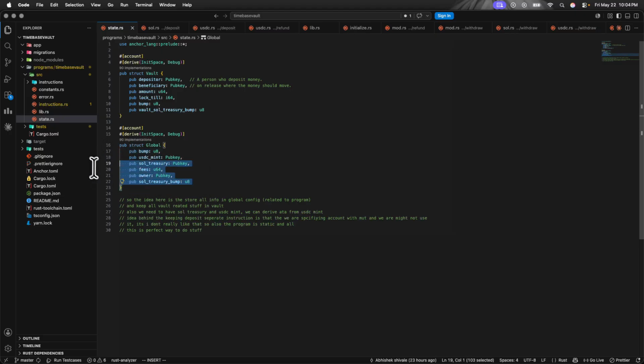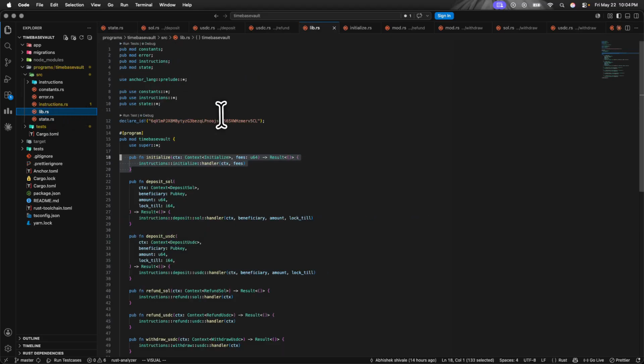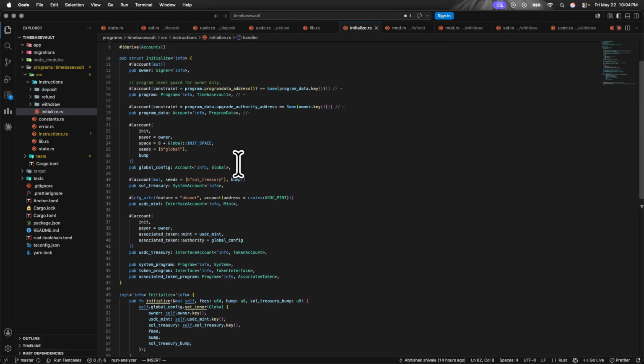This is the global state, and here we have the vault state, which is particularly about the vault per user. Let's get started with the initialization. Initialization will be pretty straightforward.